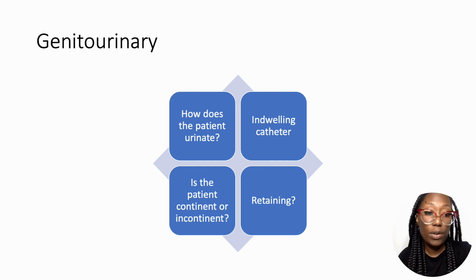So for the genitourinary system, you want to talk about how your patient urinates. Are they able to get up and go on the commode? Do they need a bedpan? Are they continent? Do they know when they have to go, or are they just incontinent? And you want to talk about if they have an indwelling catheter.